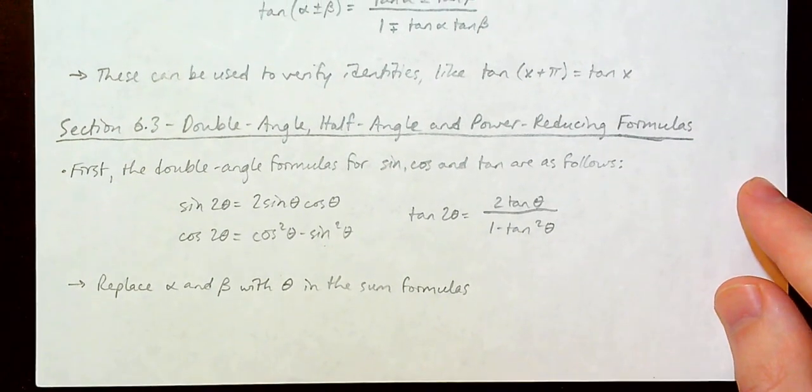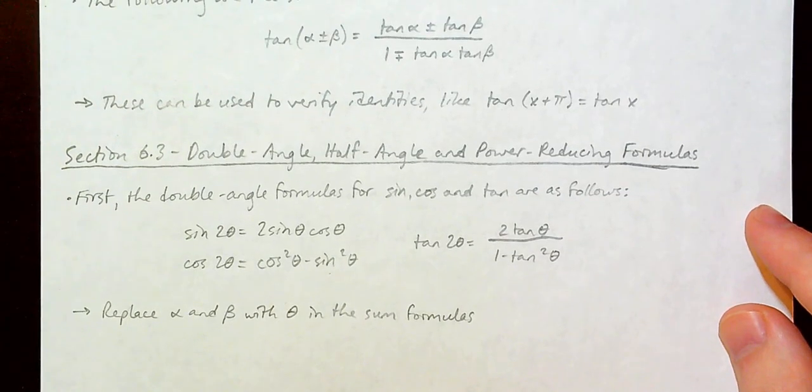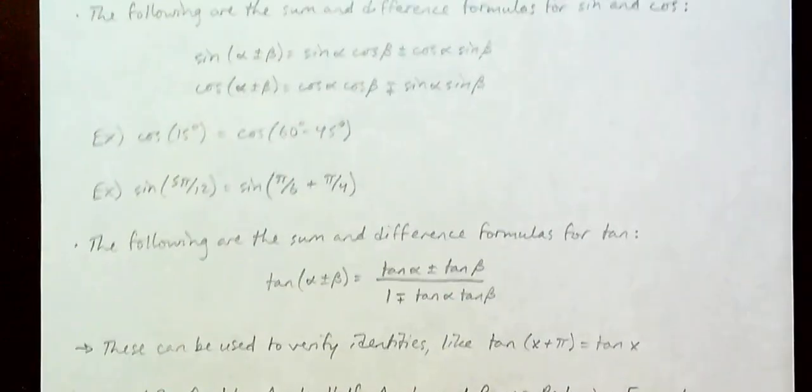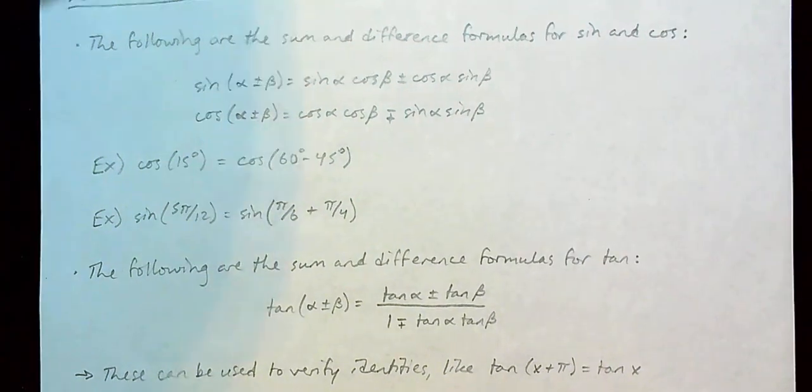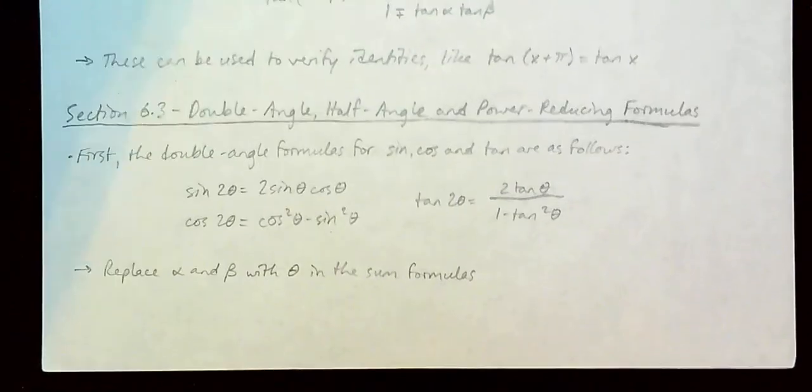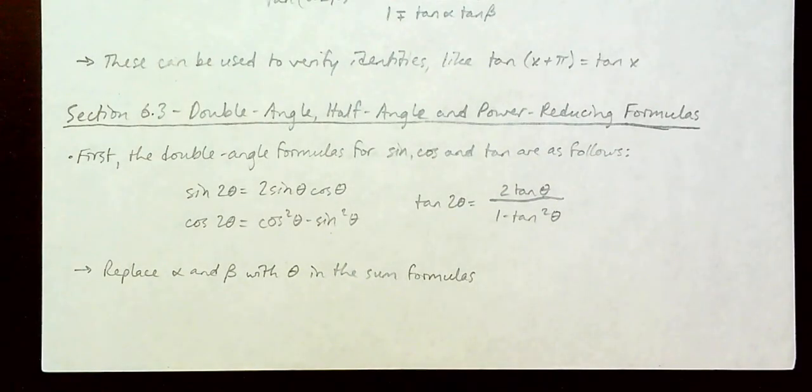And there's a nice easy way to verify these formulas. If you replace both the alpha and the beta with theta in the sum formulas for sine, cosine, and tangent, and do a little bit of simplification, then you'll come up with these formulas right here. So I'll let you verify those on your own. Really straightforward to arrive at those results.